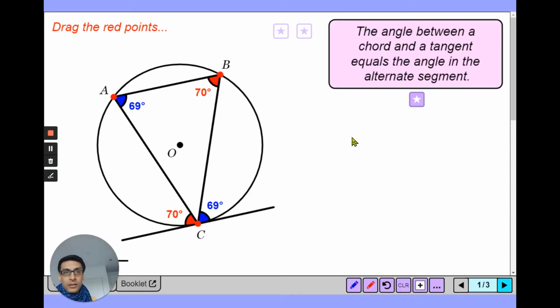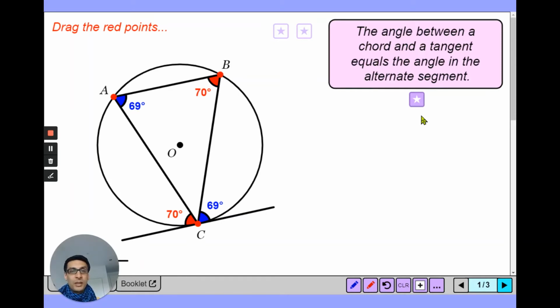The angle between a chord, so for example, that's a chord, that's also a chord, and that's a chord. So all three sides of the triangle are chords. So the angle between a chord and a tangent, we're only interested in these two chords now because it has to be related to the tangent. So we're not interested in line AB or chord AB. The angle between the chord and the tangent is equal to the angle in the alternate segment. So what do we mean by alternate segment?